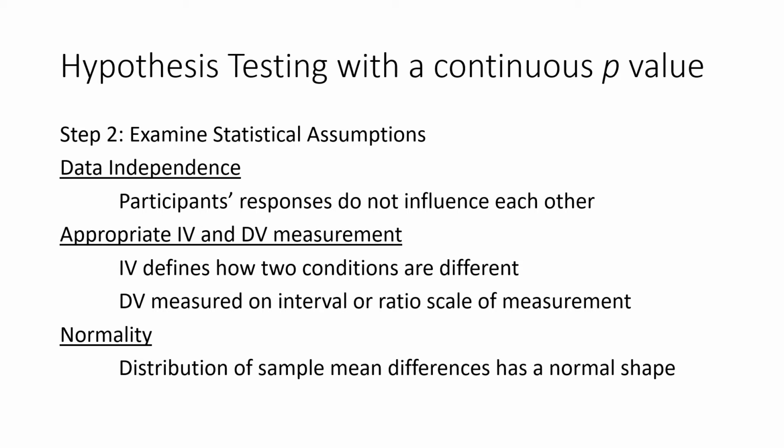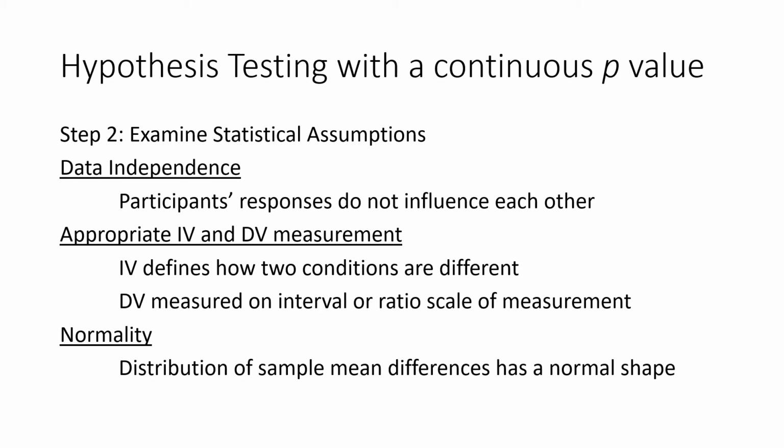In this case, the appropriate IV and DV measurement is that the IV is going to define 2 different conditions. In this case, the IV is the type of texting methodology they're using, either voice-to-text technology or manual texting. So that's the independent variable with 2 levels. The dependent variable for this type of test is going to be measured on an interval or ratio scale of measurement.